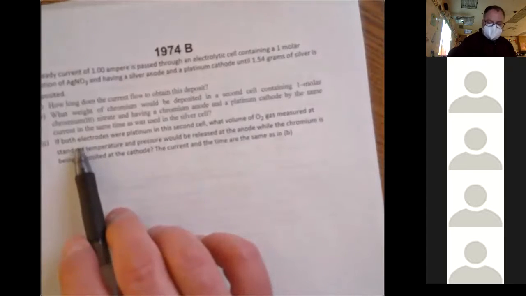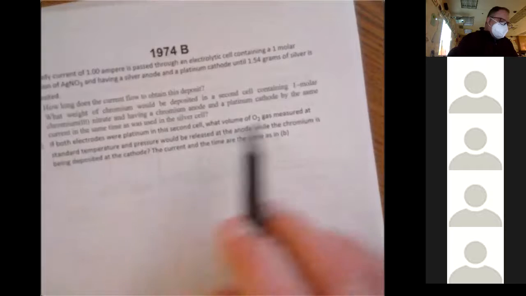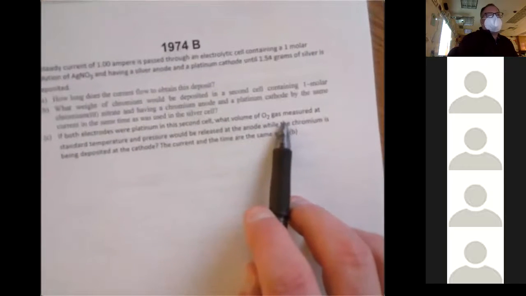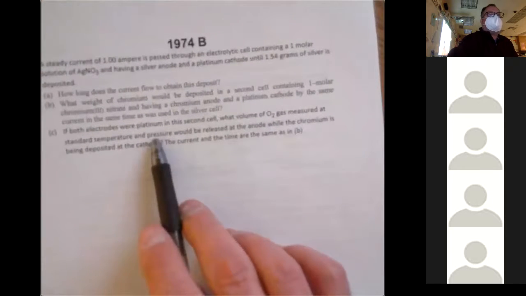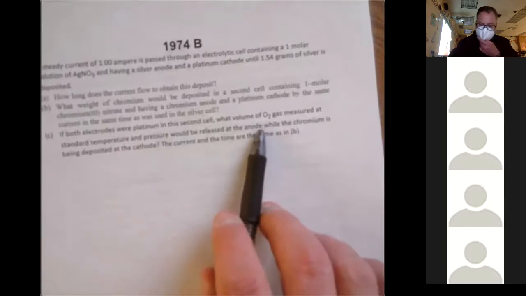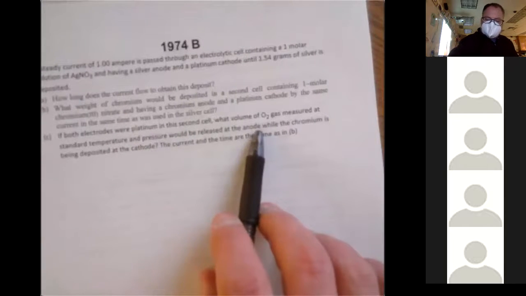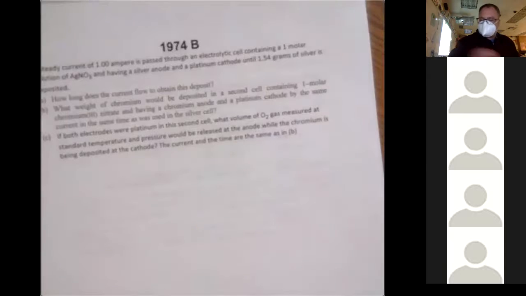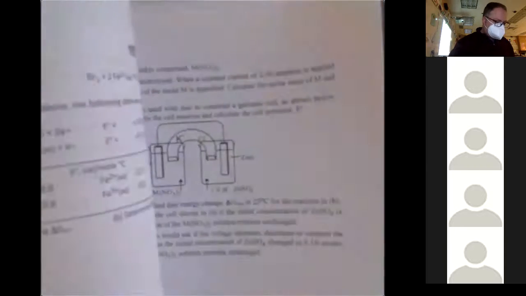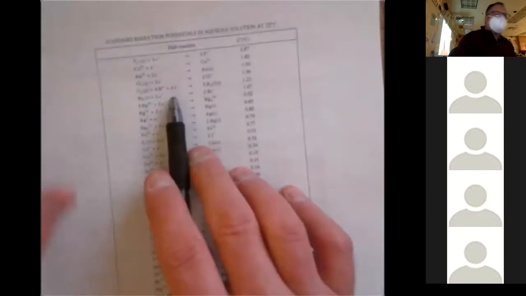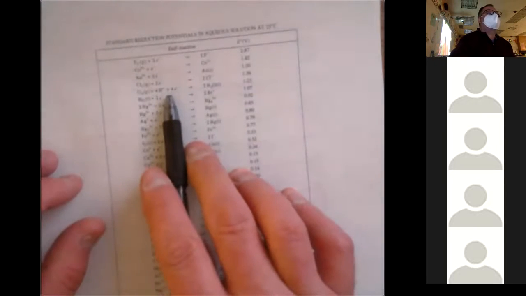And then for the last one here, they are having you do O2 gas at the platinum electrode. Basically, O2 gas is getting it. So every 1 mole of O2, actually, how many moles of electrons for O2 gas?